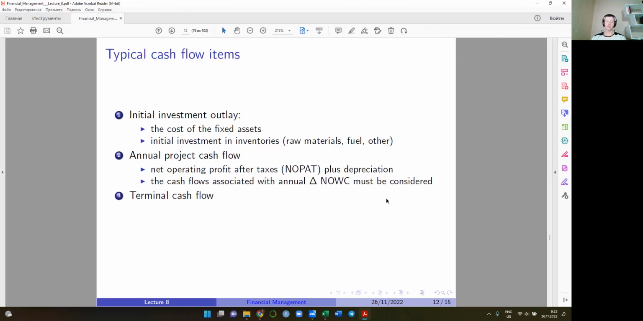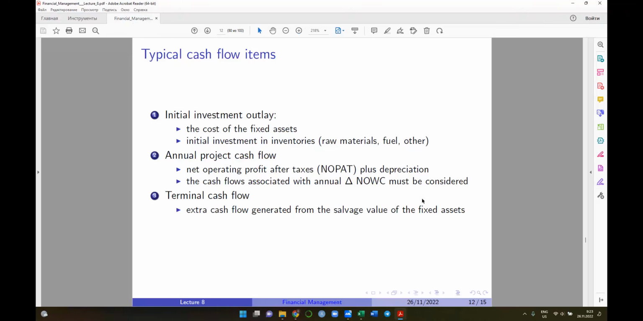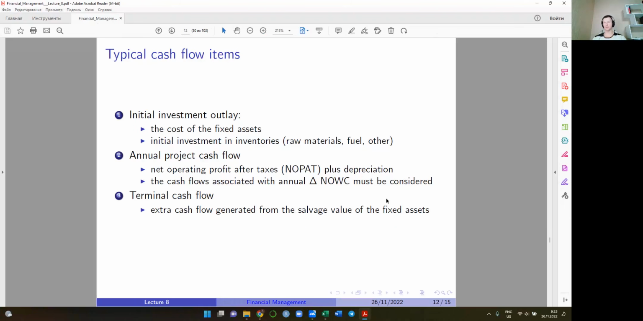And the third important element that is frequently forgotten is terminal cash flow. This is extra cash flow generated from the salvage value of the fixed assets. So remember, when I spoke about fixed assets, I said that it is also possible to sell fixed assets at the end of your project. So this is extra cash flow generated from salvage value of the fixed assets and return of net operating working capital. So for example, if you close your project, there is no need anymore for the equipment, there is no need for raw materials, so you can sell it or you can simply transfer it to some other projects. But still, within this project, this delta is going to be positive. I mean, the effect of this delta on cash flow.